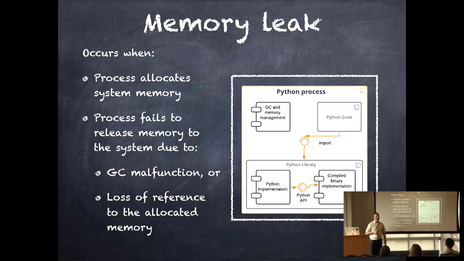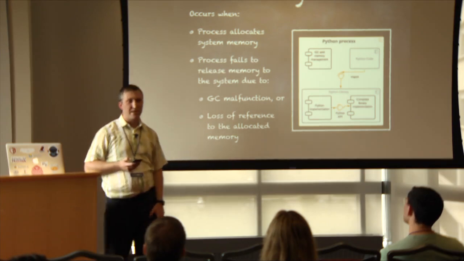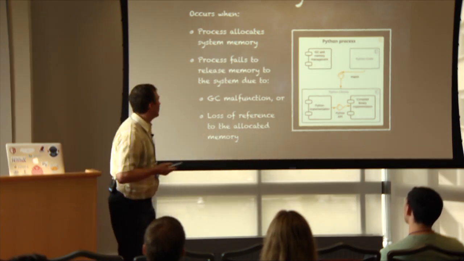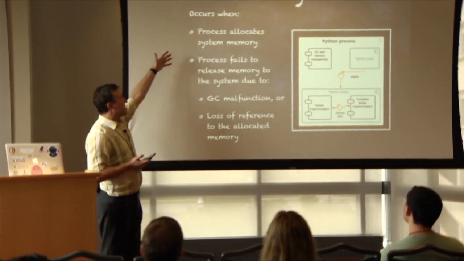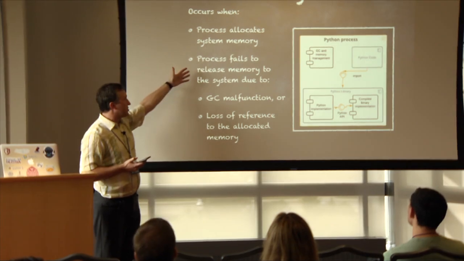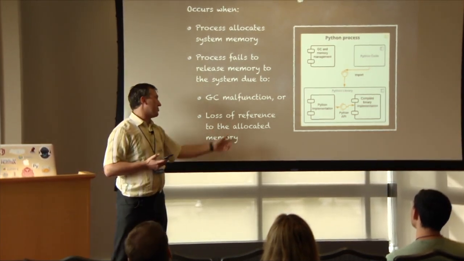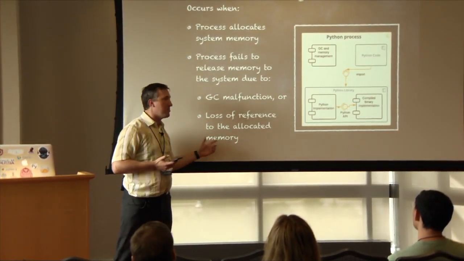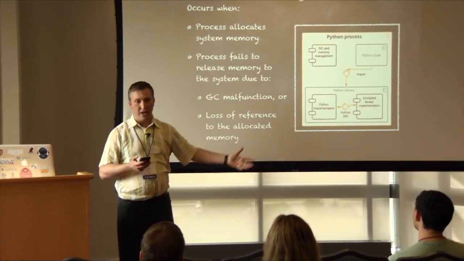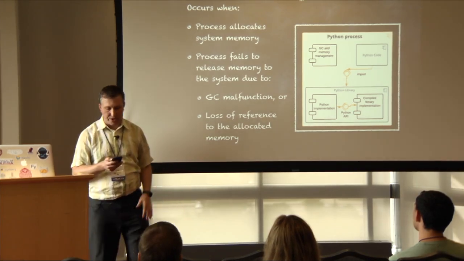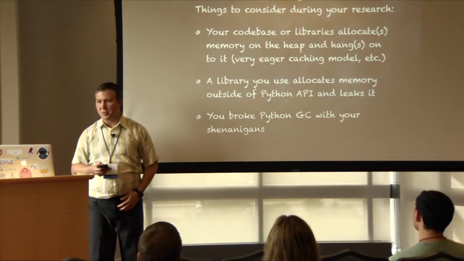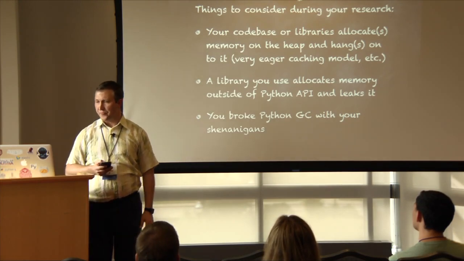Especially when you get lost, just question everything and try things out. Memory leaks occur when a process allocates system memory and fails to release memory to the system, due to garbage collection malfunction, loss of reference to the allocated memory, or you hanging on to memory for an unreasonably long time. It is really strange to deal with this problem in the garbage collected world.